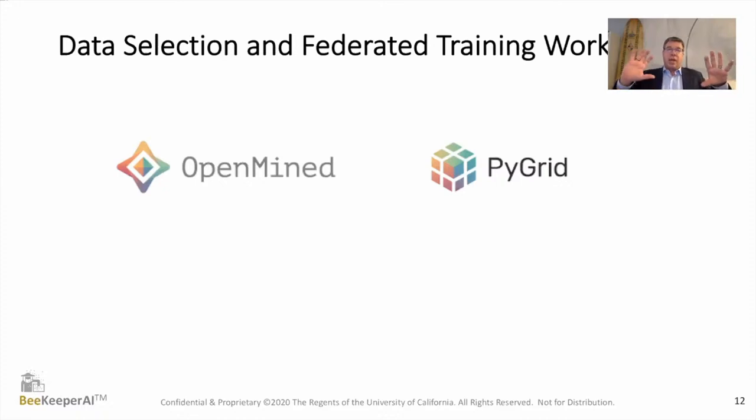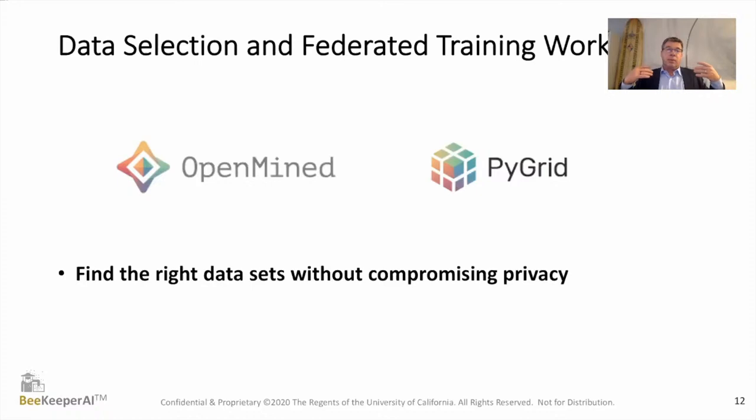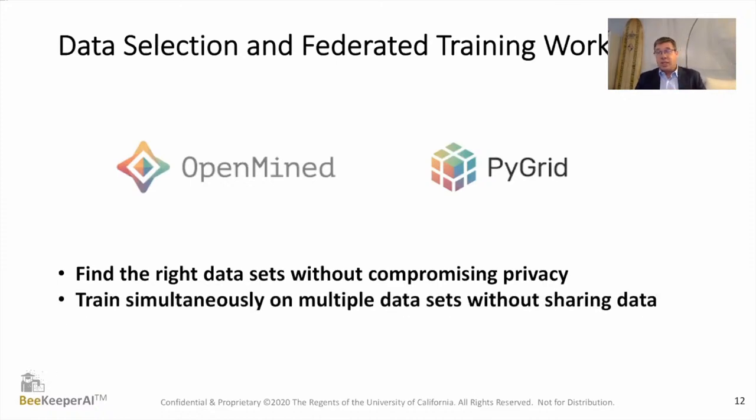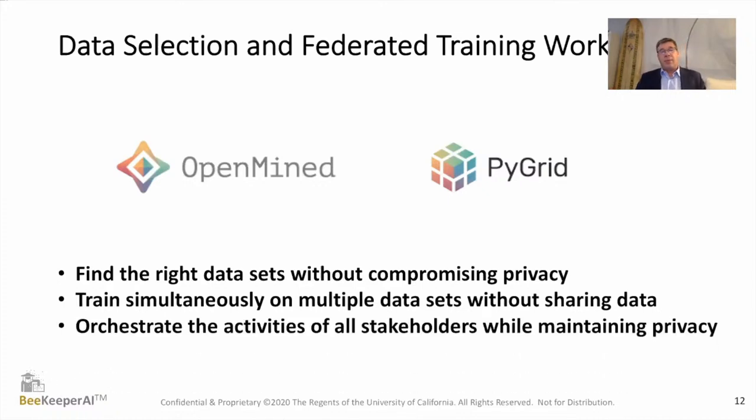The idea is that these individual nodes that hold the data local to the data owner's own infrastructure can be connected through PyGrid to enable finding the data sets that you need to optimize for a particular algorithm, training simultaneously on those data sets with federated training without any sharing of data, and finally orchestrating all the activities of all the stakeholders so that we can ensure that all the activities happen in a secure way, in a timely way, and still maintain privacy.